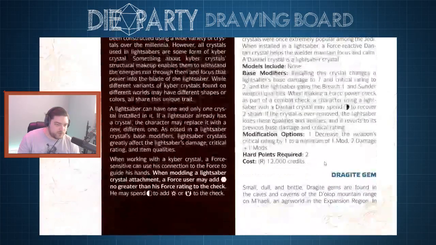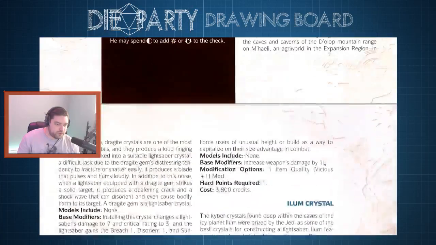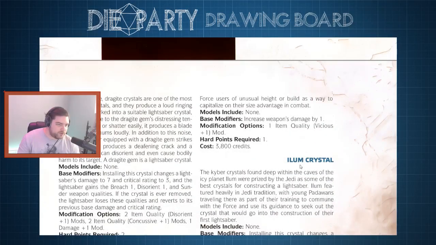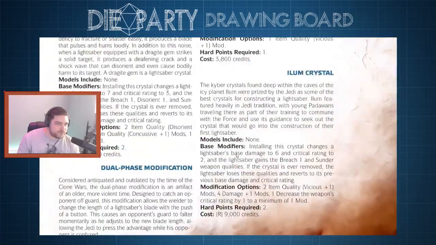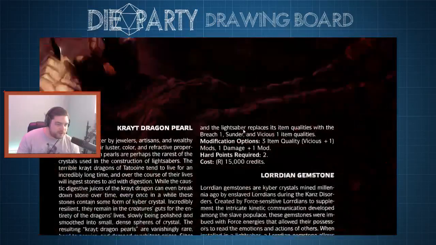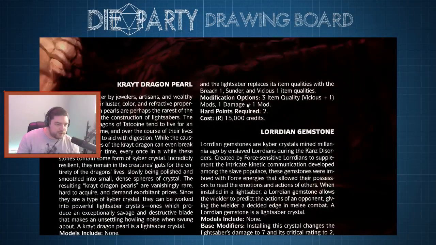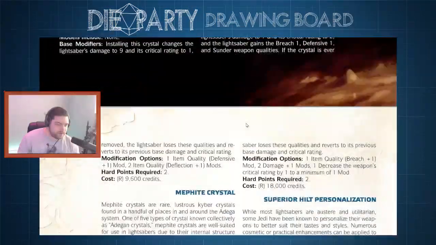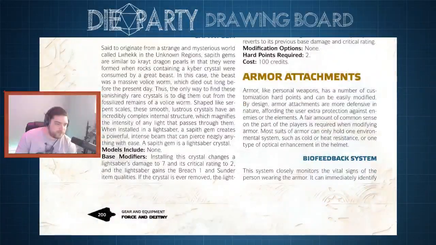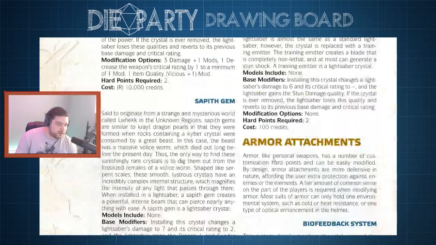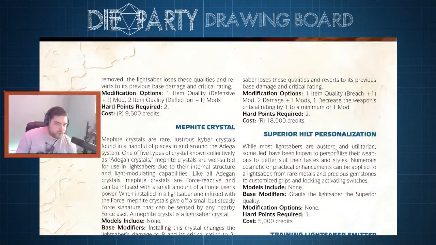Where is it? It's one of these gems, and it increases the... I think it's down here actually. No Vicious, no Lorian. Okay, Breach +1. Okay, so Sethier gem: critical rating 7 and critical rating 2. Lightsaber gains Breach 1 and Sunder item qualities. So it has Breach. You could have, theoretically, Breach 2.